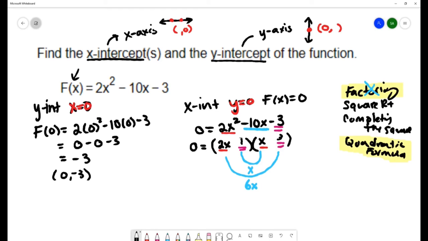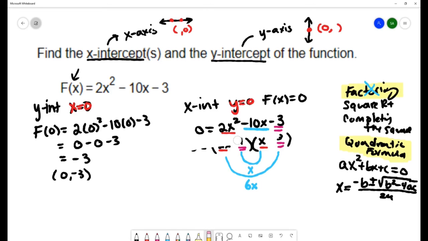The quadratic formula works in this way. You can take any quadratic equation, which is ax squared plus bx plus c equals 0, and you can solve it with this formula. x equals negative b plus or minus the square root of b squared minus 4ac all over 2a. So let me erase where I tried to factor.